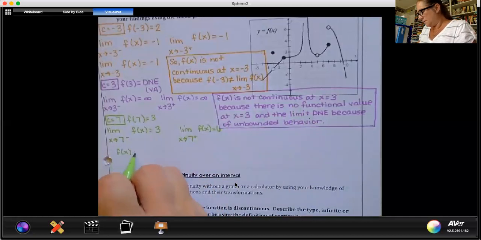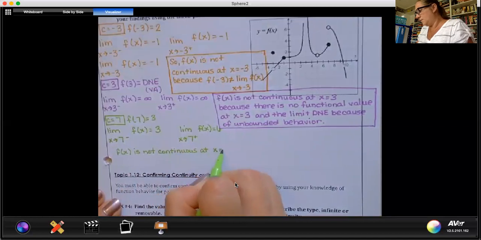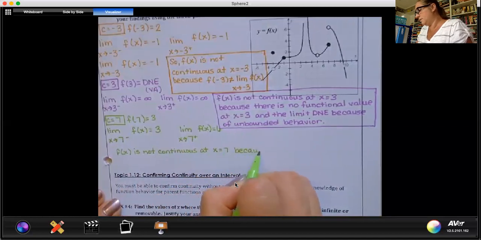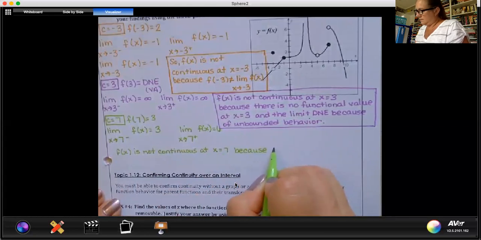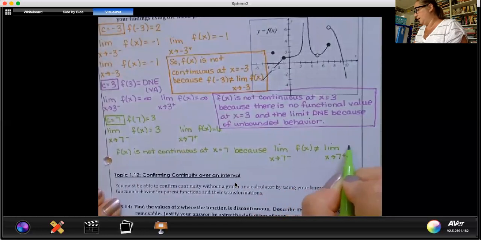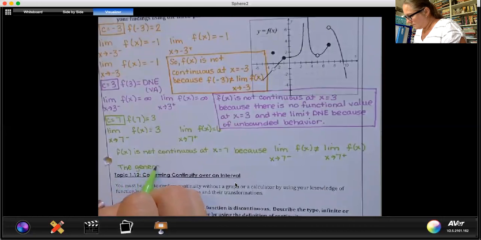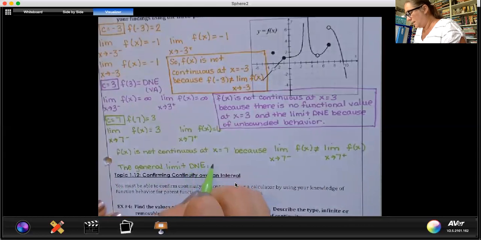So f of x is not continuous at x equals 7 because the limit as x approaches 7 from the left does not equal the limit as x approaches 7 from the right. The general limit does not exist, so it can't equal a functional value.